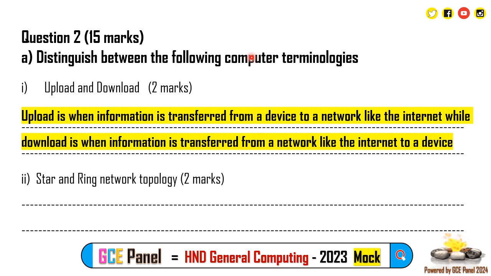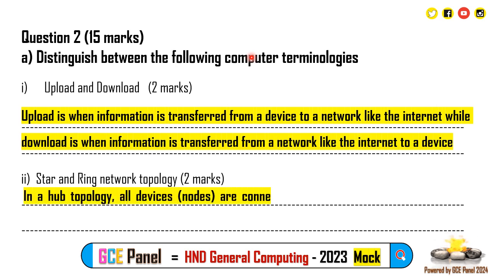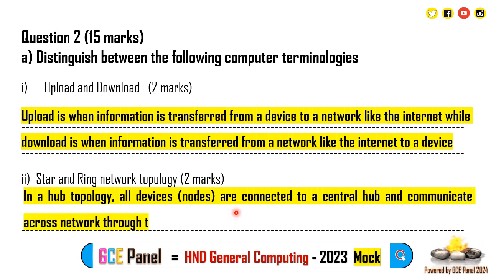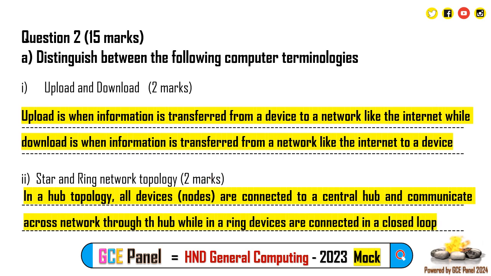Differentiate between star and ring network topologies. So in a star, also known as hub, all devices or nodes are connected to a central hub and communicate across the network through the hub. While in a ring, devices are connected in a closed loop.